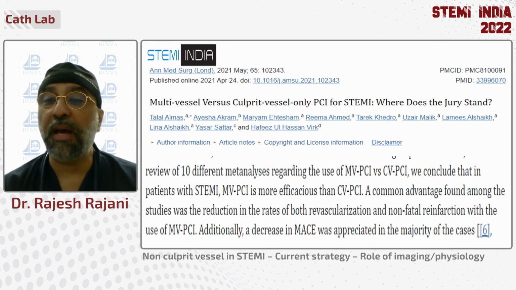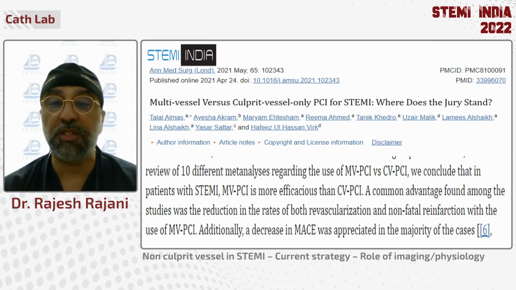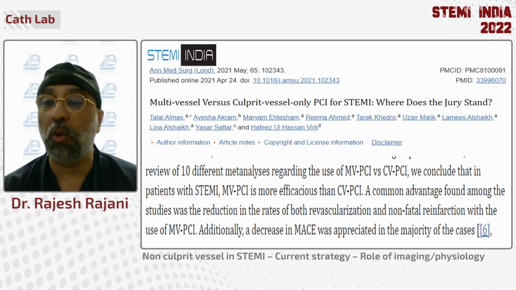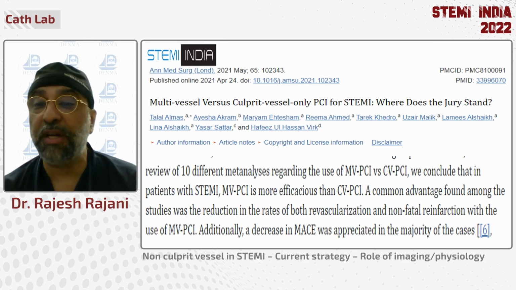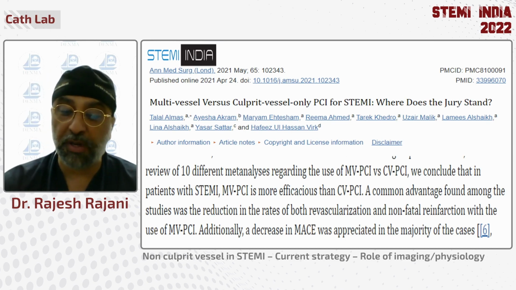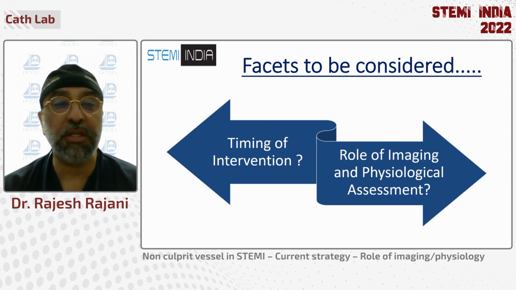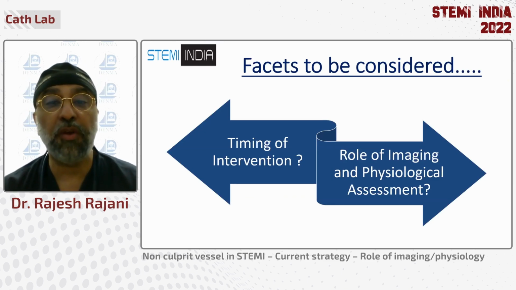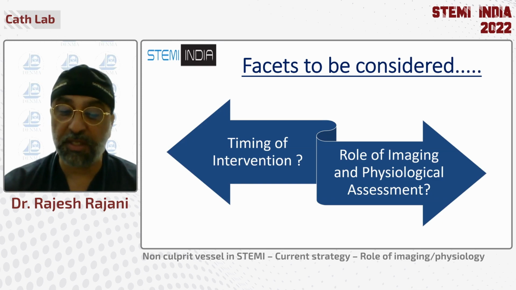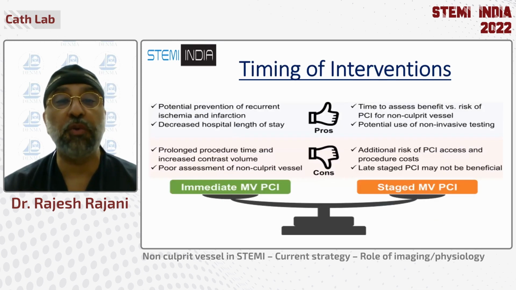Now, a recent meta-analysis published in April 2021, which included 10 different meta-analyses, found that complete revascularization is more efficacious than culprit vessel only PCI, as there was a reduction in repeat revascularization and non-fatal MI. So what are the facets to be considered over here? What is the timing of intervention and the role of imaging and physiological assessment? These are the two important points which we have to consider.